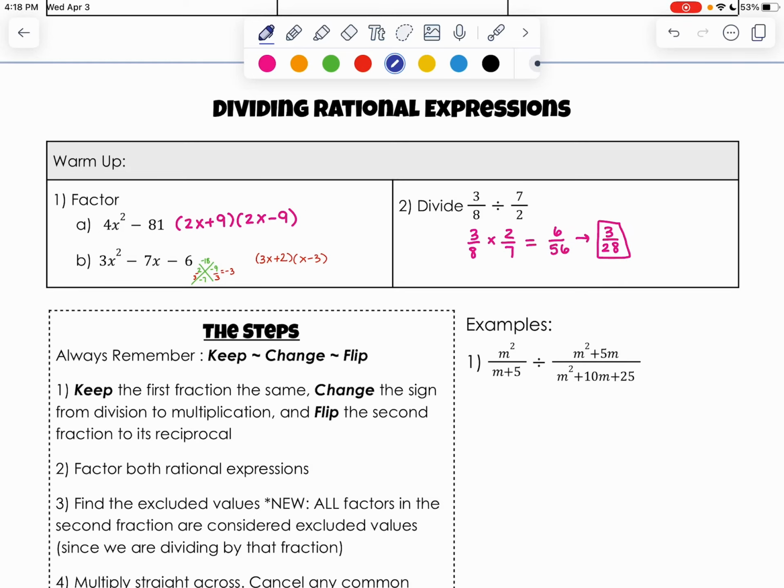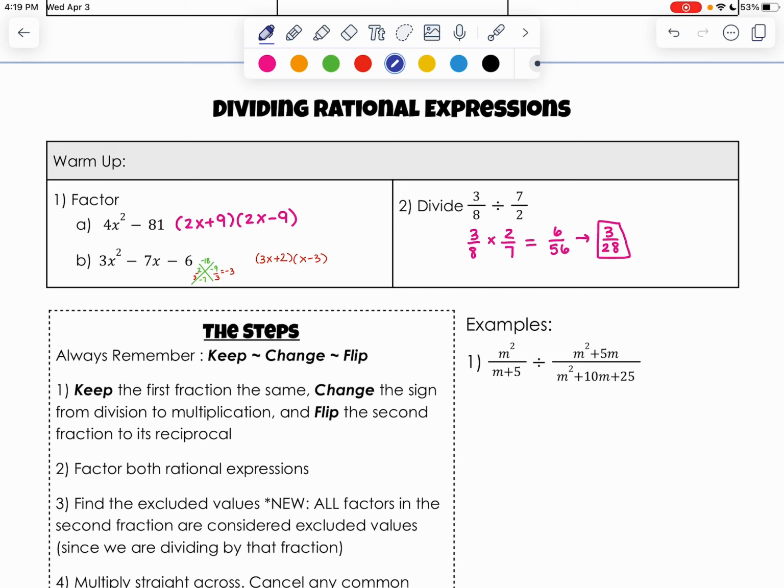Today we're going to go over dividing rational expressions. And in our second warm-up here, we're reminded that to divide normal fractions, we typically use the method keep, change, flip. So what that means is that we keep the first fraction as is. We don't do anything to it. We change the division into a multiplication, and then we flip the second fraction into its reciprocal.